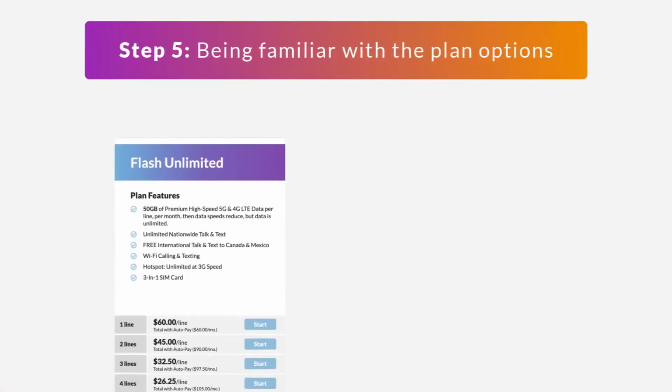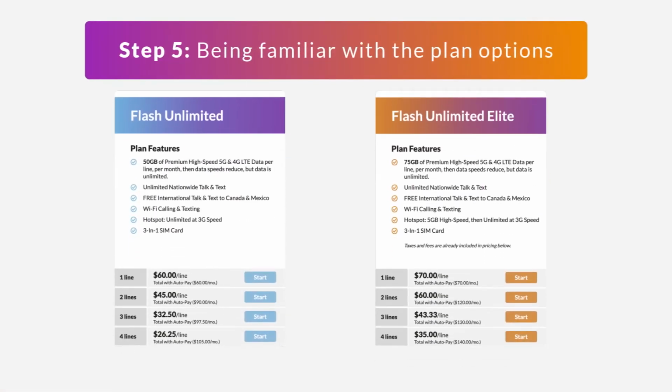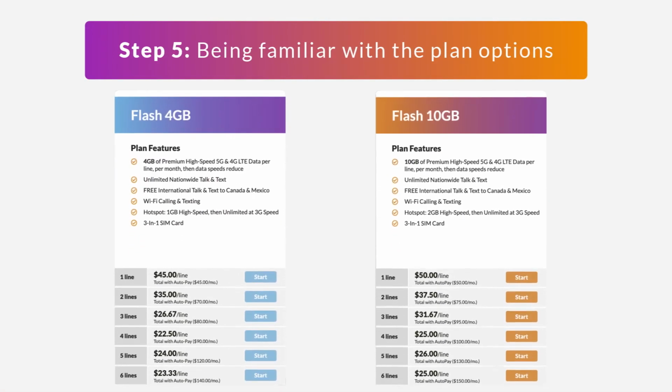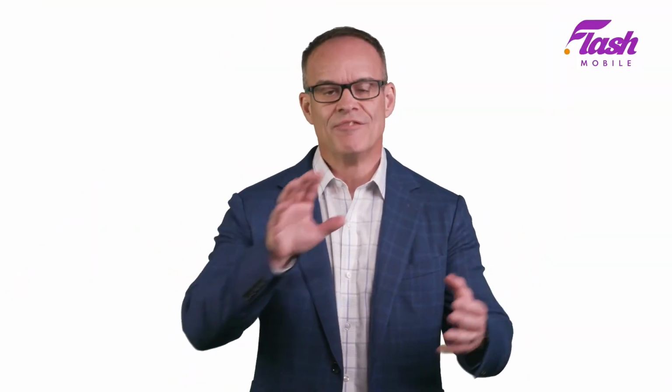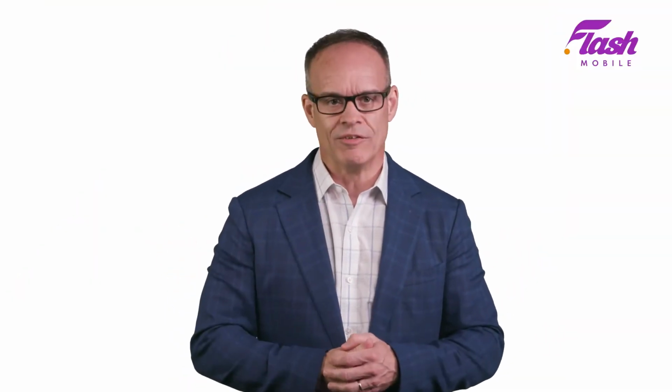Step 5 is simply being familiar with the plan options and knowing in advance which plans the customer will be choosing during the enrollment process. That's the activation pre-order checklist. 5 steps to prepare you in advance.